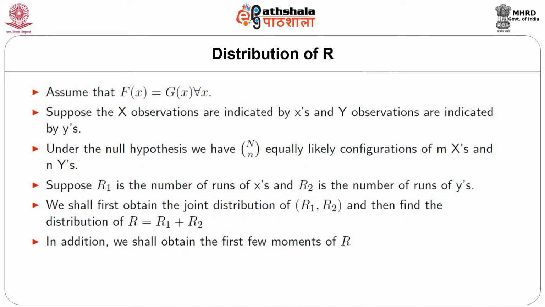Next, we shall derive distribution of R. Assume that F(x) equal to G(x) for all x. Suppose the x observations are indicated by x's and y observations are indicated by y's.